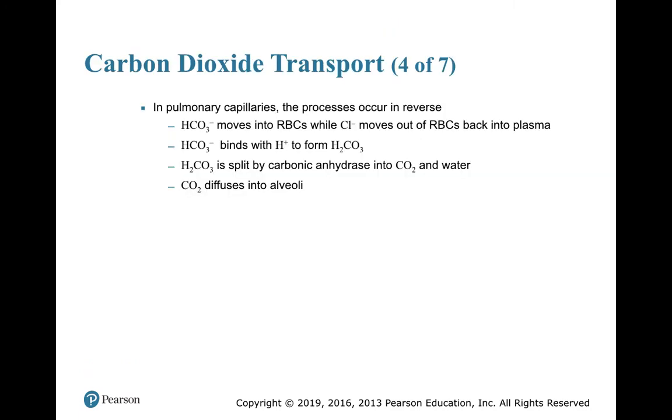In the pulmonary capillaries, the process is going to happen in reverse. Bicarbonate is going to move into the red blood cells. Chloride is going to move out of the red blood cells back into the plasma. In that case, the bicarbonate ion will recombine with the hydrogen ion to form carbonic acid. That carbonic acid, H2CO3, is then going to be split by carbonic anhydrase back into carbon dioxide and water. The carbon dioxide would then diffuse into the alveoli.